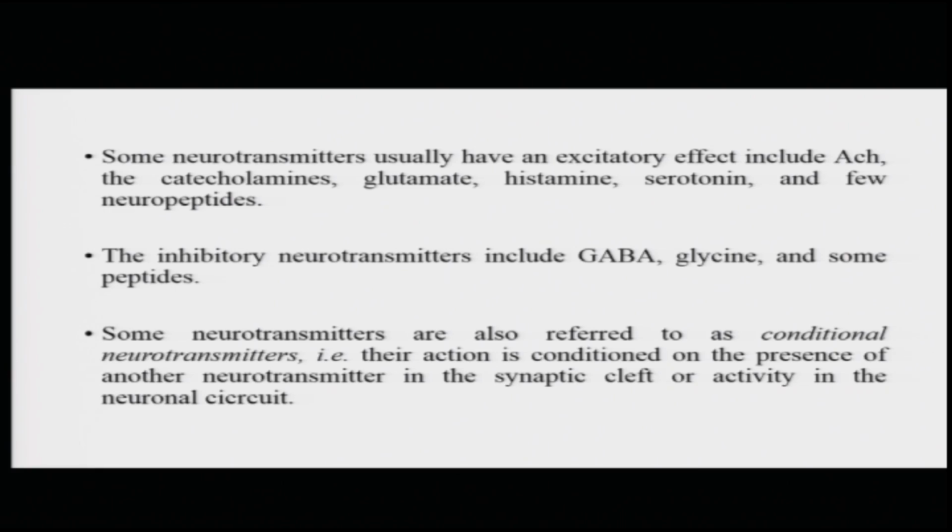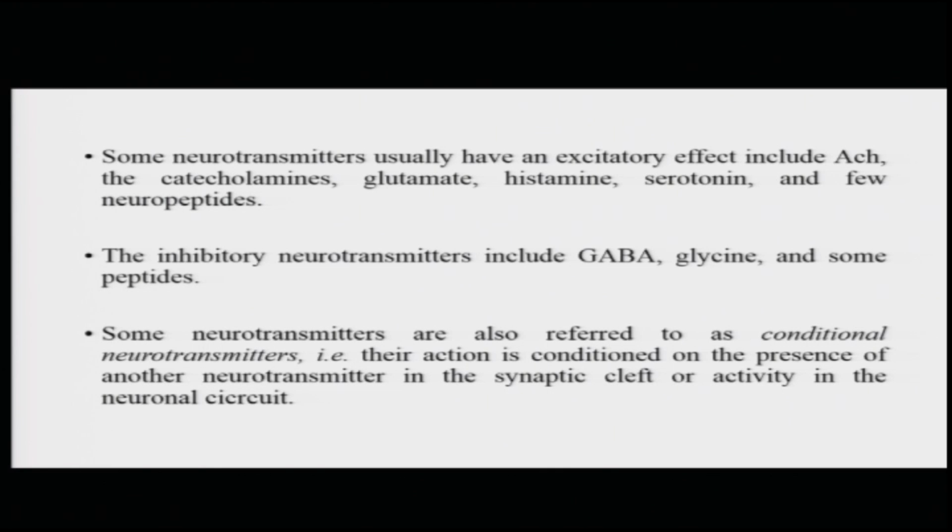Now some neurotransmitters fall somewhere in the middle, and they can be referred to as conditional neurotransmitters, basically saying that their action is conditioned on the presence of another neurotransmitter. So say, for example, if neurotransmitter A is released, the outcome of its release would depend on the presence of some other neurotransmitter like B, or some other factor in the neuronal circuit. So basically this should fire, but will fire only if neurotransmitter B is also present, that kind of thing. These are referred to as conditional neurotransmitters. I hope this section on neurotransmitters is clear for you.